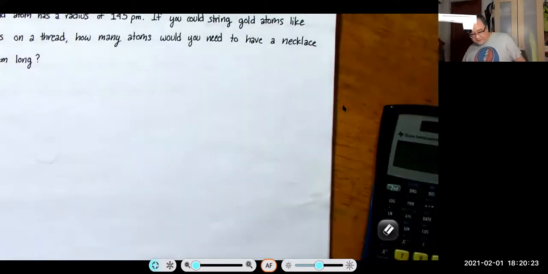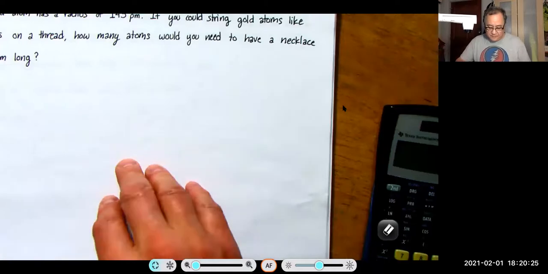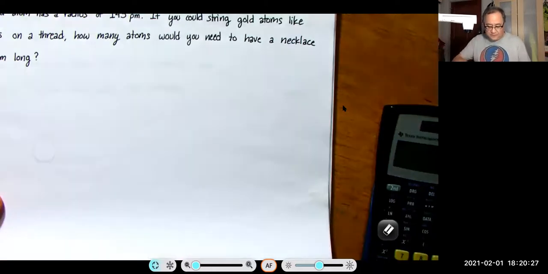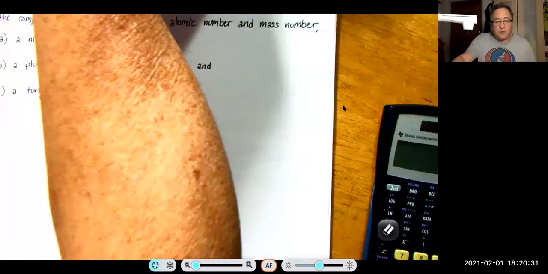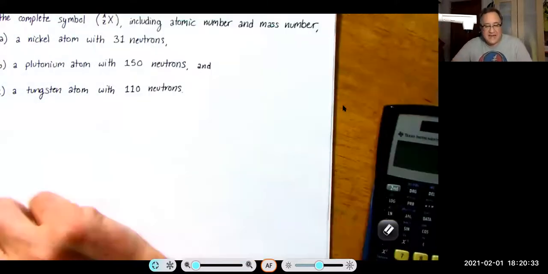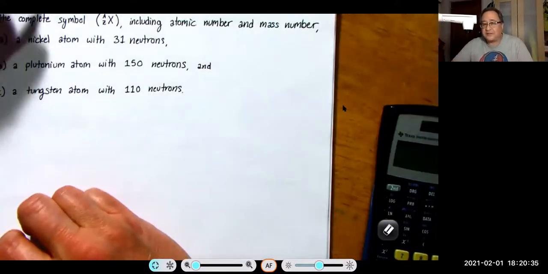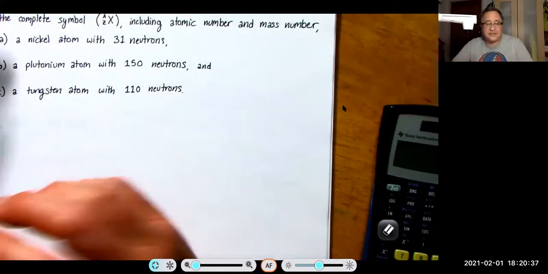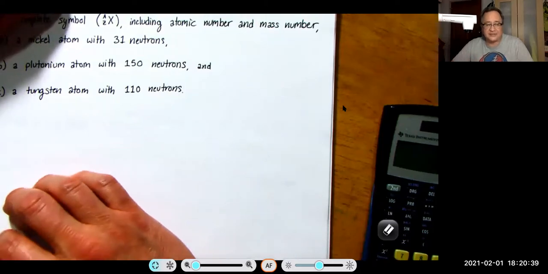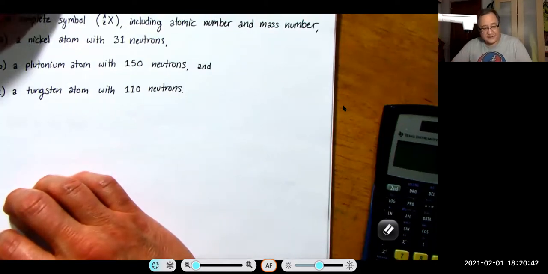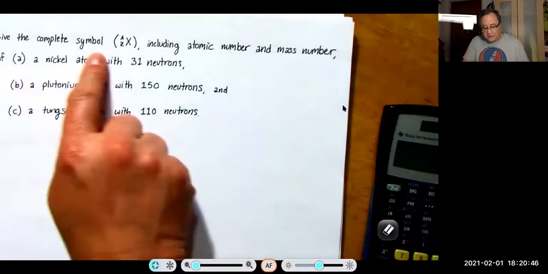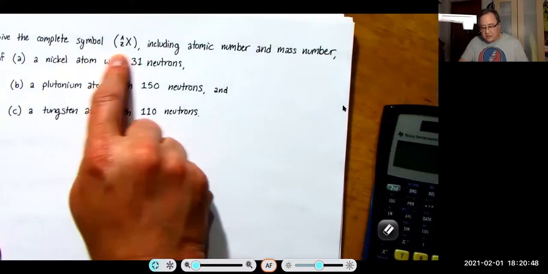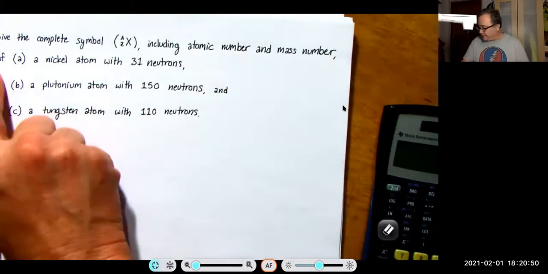I'm going to put that off to the side. So if you look at our answer, 1.2 times 10 to the 9, that's 1.2 billion atoms in a 36 centimeter necklace. And a 36 centimeter necklace is about 9 inches. Okay. Give the complete symbol, including atomic number and mass number of the following.